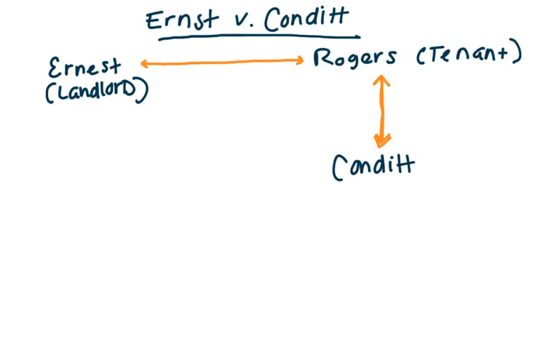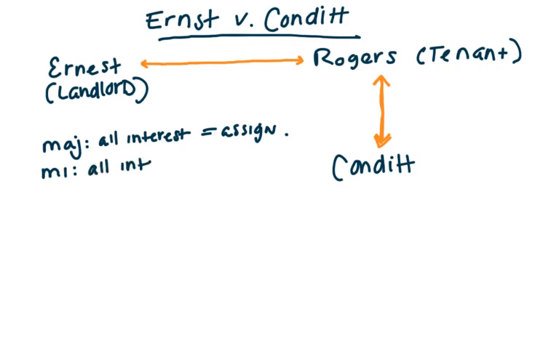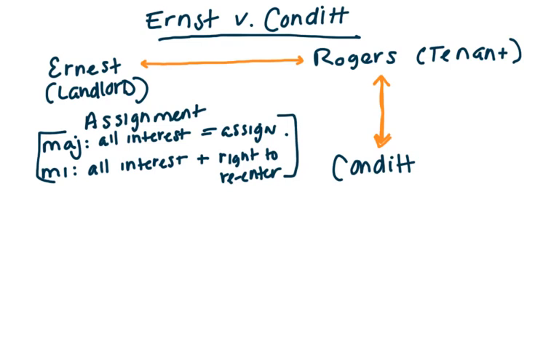I want to clarify something here about the rule, the majority rule. So the majority rule is that if all interest is transferred, then you have an assignment. Tennessee follows another rule, which is a kind of minority rule, essentially, in which the court doesn't only look to see that all the interest has been transferred, but also looks to see whether the right to re-enter has been transferred. And so you can only have an assignment in these jurisdictions if the right to re-enter has been transferred.